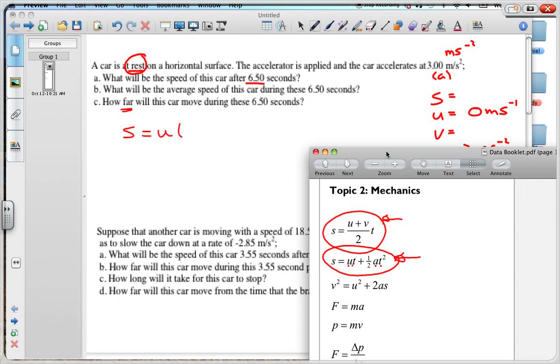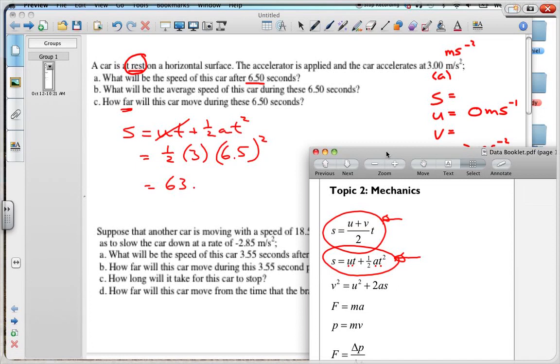S is equal to ut plus a half at squared. U is 0, so that cancels out. It's a half times 3. Now put these in brackets. It's going to be t squared, so it's 6.5 squared. So we calculate that. I'm just going to get my calculator. So we get 6.5 squared times 3 times 0.5, and we get 63.